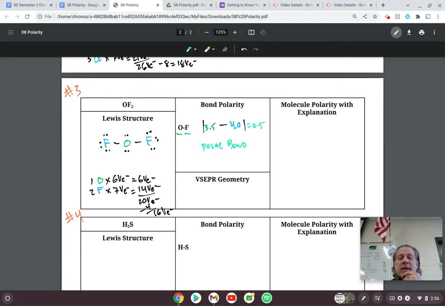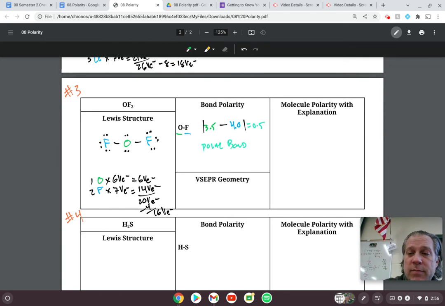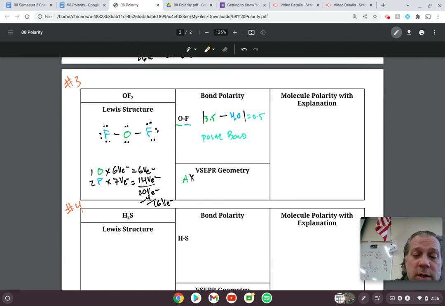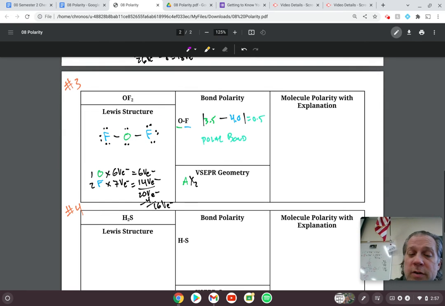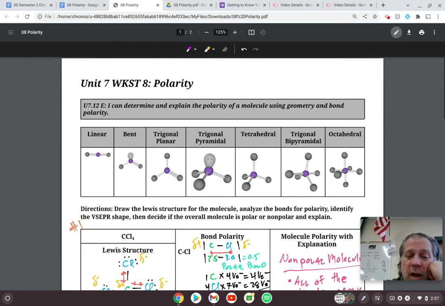And then the next thing we want to talk about is the VSEPR geometry. And I did see a bunch of students make the wrong guess or the wrong answer here. So there is an A, which is your oxygen. Then we have X2, which means that there are 2 atoms, 2 fluorines bonded to the central atom. And then there is an E2, which is the oxygen has two pairs of dots. So AX2E2. I'm going to go back up here and take a look and see that.